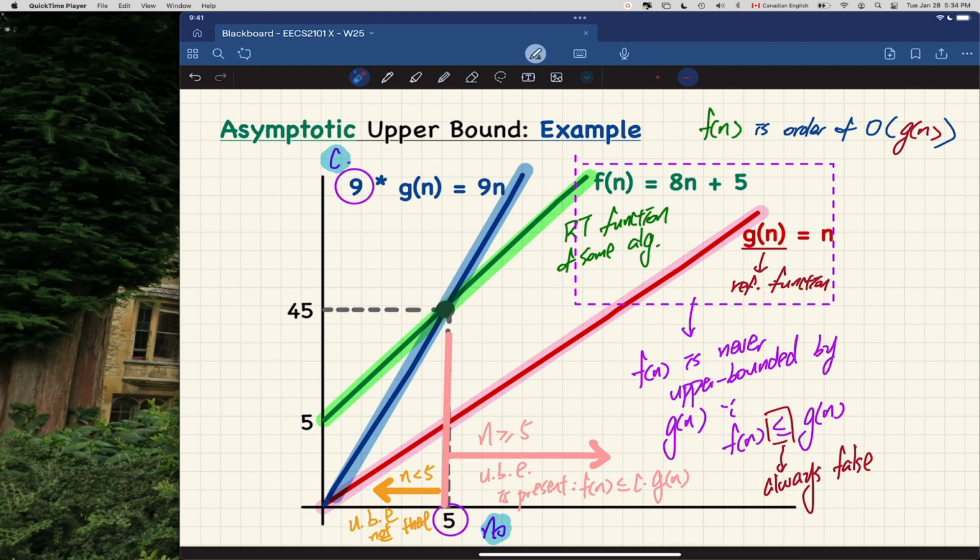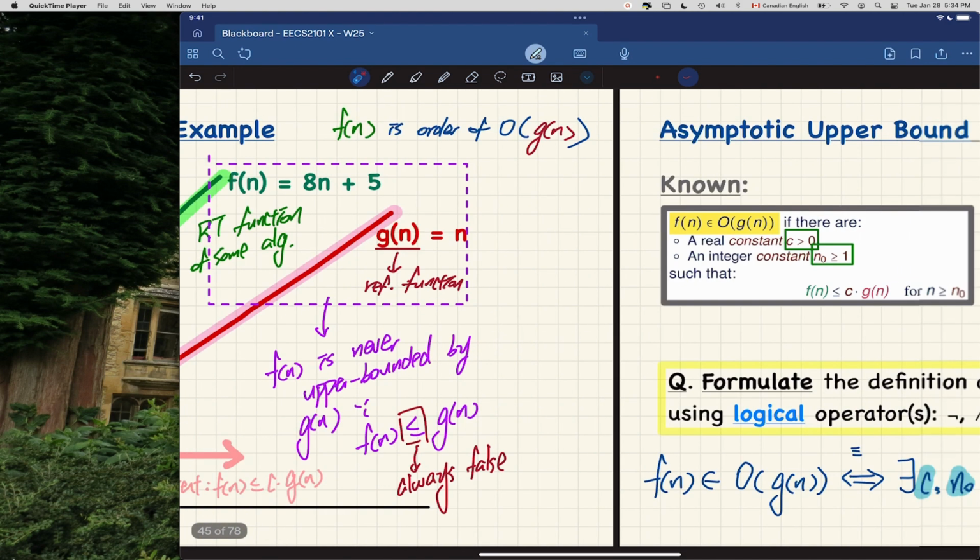Unless you have some specific example in mind, we can discuss it after class. But in general, g of n alone may not be sufficient to upper bound f of n. That's a principle. If it's not sufficient to upper bound f of n, then you have to choose the c appropriately. Okay. Very good.